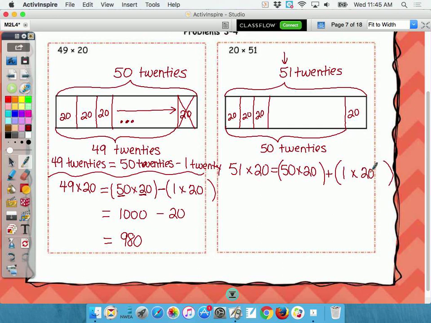And I think you can do the rest of it, can't you? Do it and check it with mine. So what'd you get for an answer, boys and girls? 1,020. Okay. On the back page, we're going to do one more.